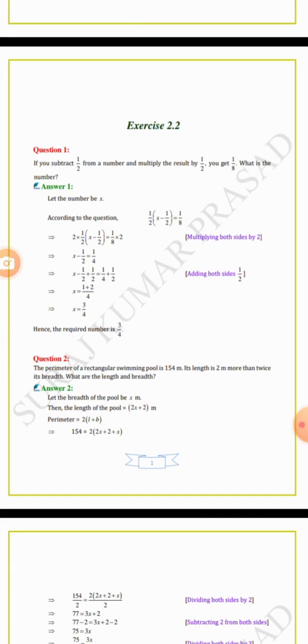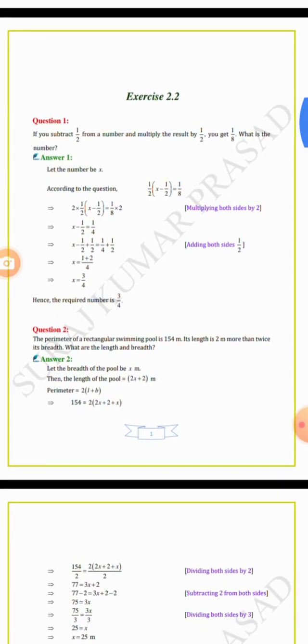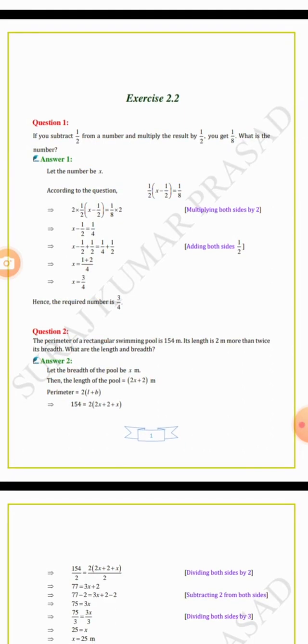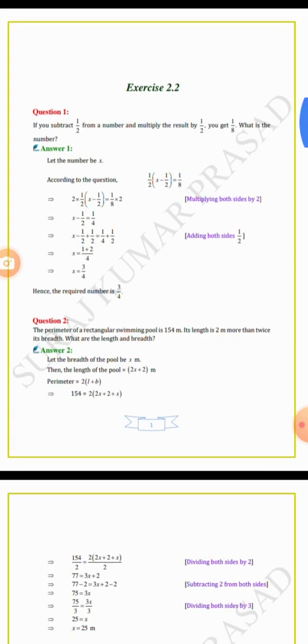Let the number be x. According to the question, 1/2 of (x minus 1/2) is equal to 1/8. Multiplying 2 on both sides, we get 2 into 1/2 of (x minus 1/2) is equal to 1/8 into 2. Then we get x minus 1/2 is equal to 1/4. Adding 1/2 on both sides, we get x minus 1/2 plus 1/2 is equal to 1/4 plus 1/2.